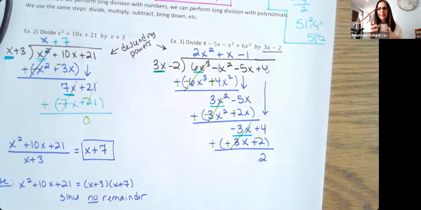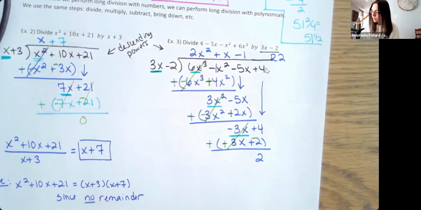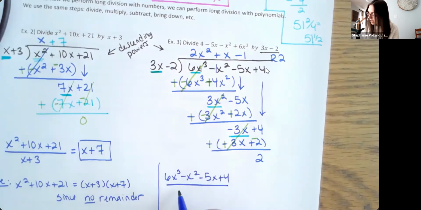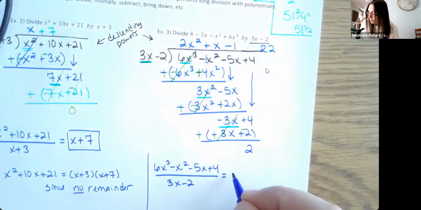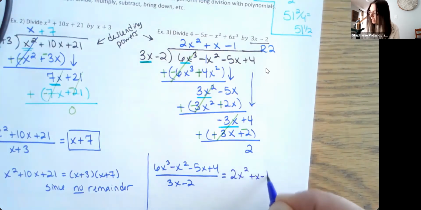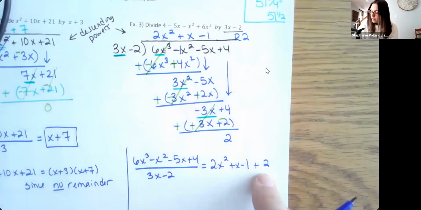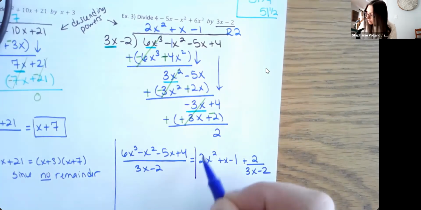There's no attaching zeros or anything like that that we have with other long division. So your remainder here is 2. And what we can do is we can write our remainder like this. So our 6x cubed minus x squared minus 5x plus 4 problem divided by 3x minus 2 is equal to, so you're going to write your full answer first. And then your remainder is 2. So we're going to add the 2, but just like up here, you have to put that divisor in as your denominator. So our divisor here is 3x minus 2. So that's how we would write our answer.